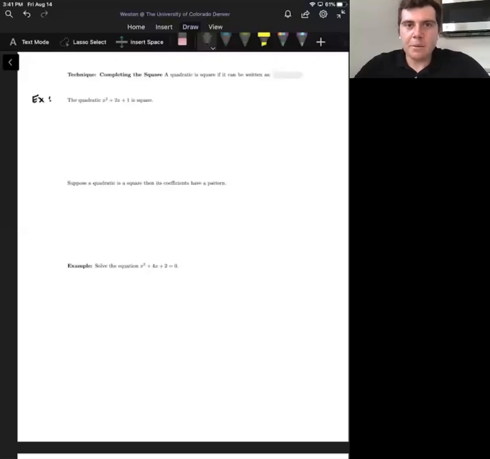Hey guys, now we're going to get into some real machinery when it comes to quadratics. This technique is known as completing the square, and it's a little bit more complex than the last couple of ways that we used to solve quadratics. But it's not too bad, and it's crucial for deriving the quadratic formula.